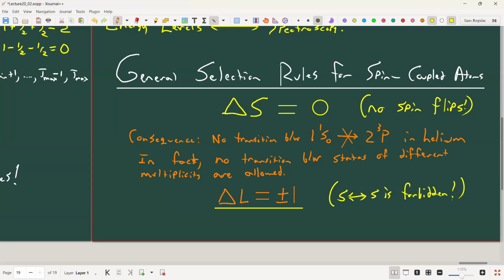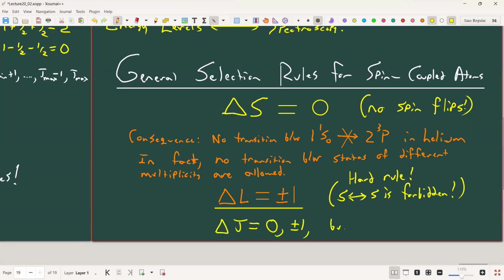And that's true for all atoms. This is a hard rule. Very hard rule. And finally, delta J can be 0 or plus or minus 1, but J equals 0 to J equals 0 is forbidden. So these are the 3 selection rules.